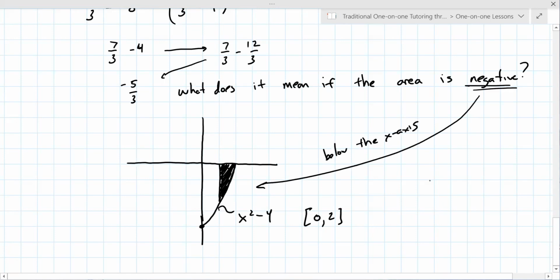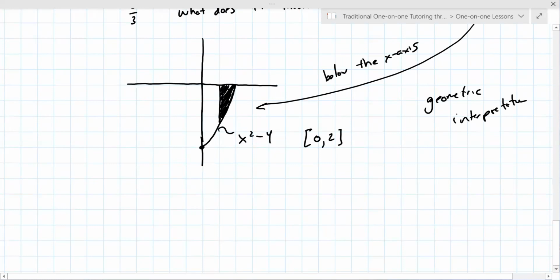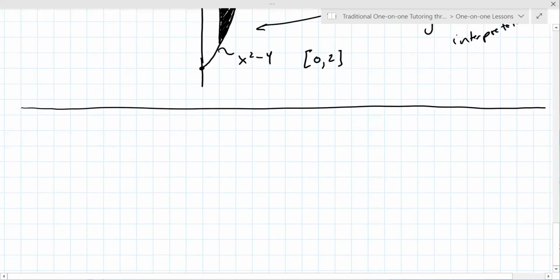So if it asks for a geometric interpretation, or if you see the word interpretation or interpret, that's what they're looking for. Okay. So is that okay? Is that clear? Yeah. All right, so let's do another one.